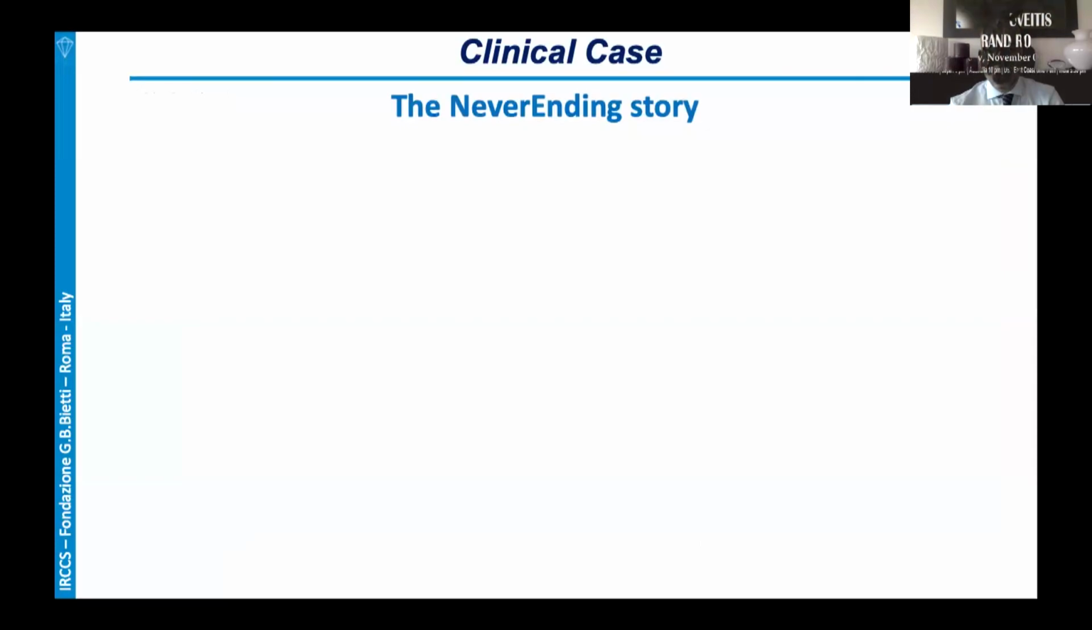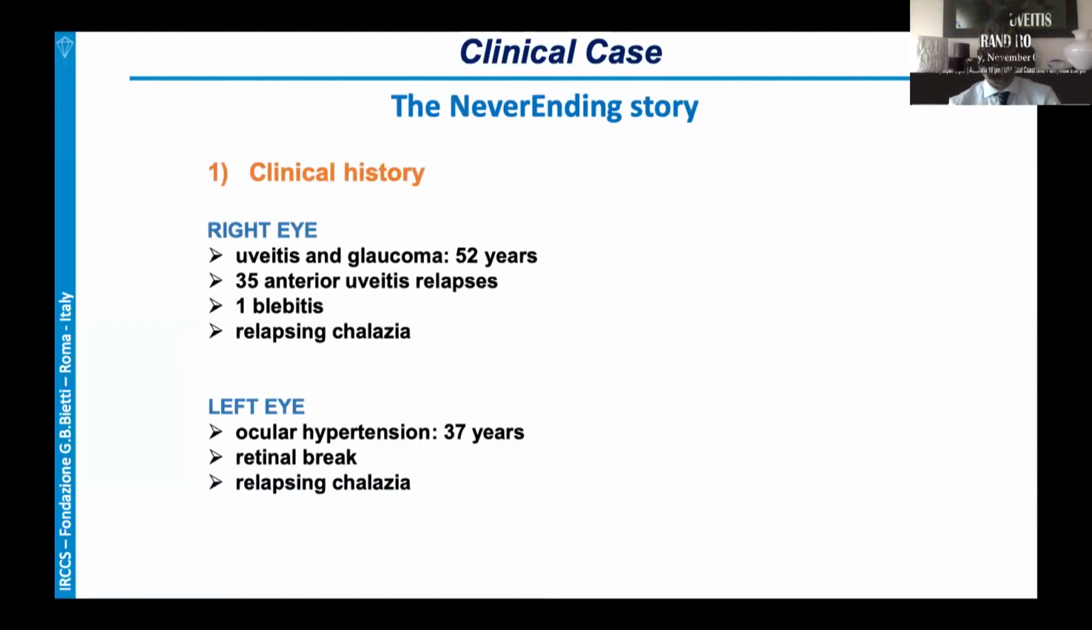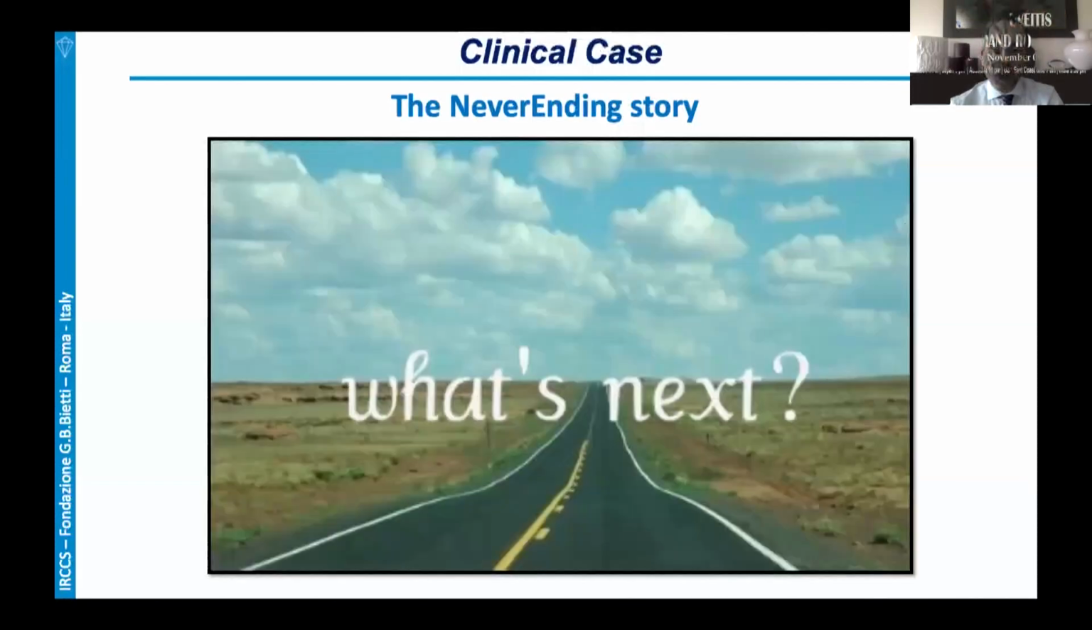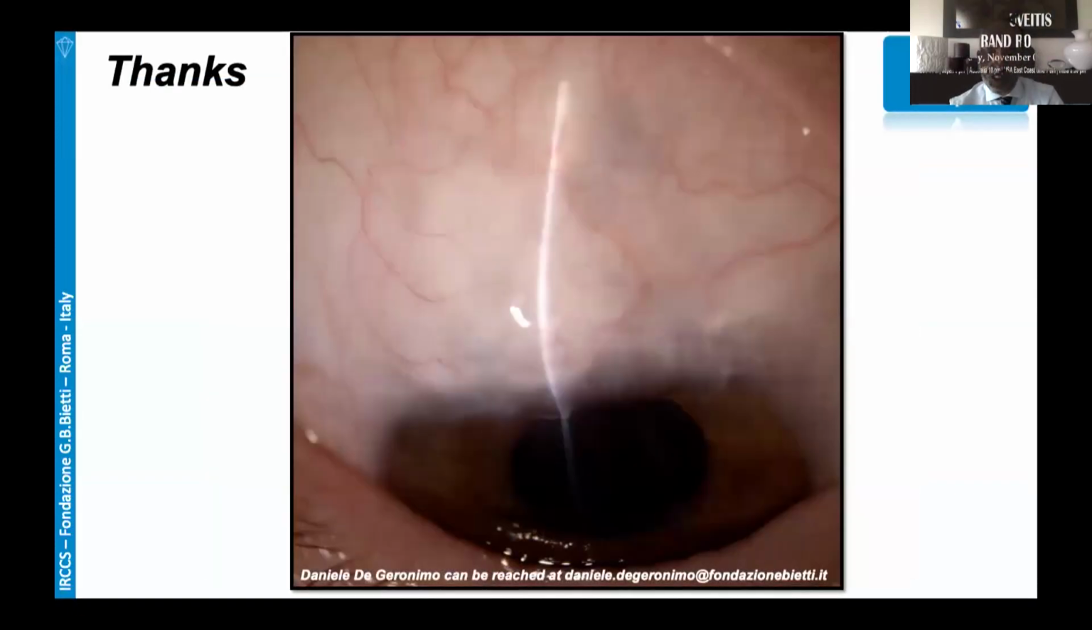So, a brief summary of the clinical history of the patient. In the right eye, he had 52 years of uveitis and glaucoma, 35 relapses of anterior uveitis, 1 blebitis, and relapsing chalazia. In the left eye, 37 years of ocular hypertension, retinal break, and relapsing chalazia. On the right side here, the surgical history of the patient, with several surgeries for him. So what's next? Professor Accorinti will tell you the end of the story. Thank you so much for your attention.